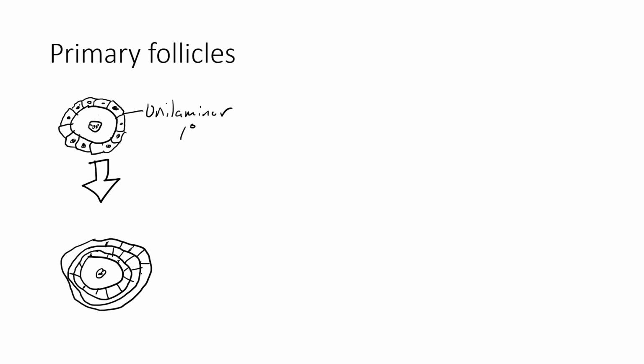I should also tell you the name of these epithelial cells. So I'm just going to draw a few more cell membranes in here. Okay, so this is a multilaminar primary follicle, and these cells are called granulosa cells. This layer of granulosa cells, or granulosa layer, is actually where estrogens come from.